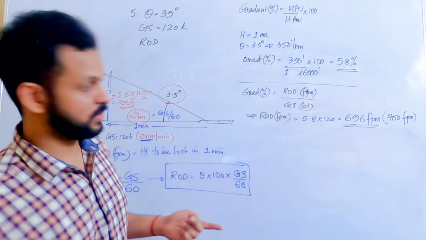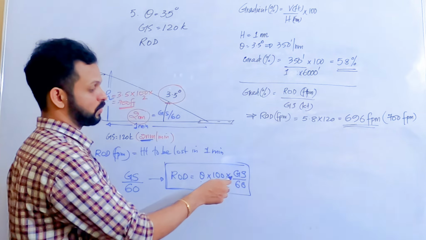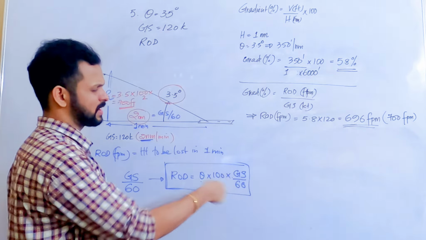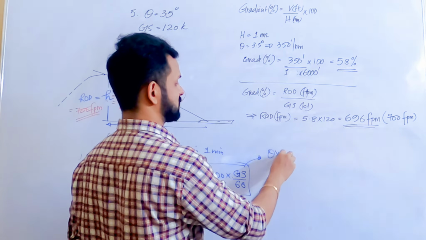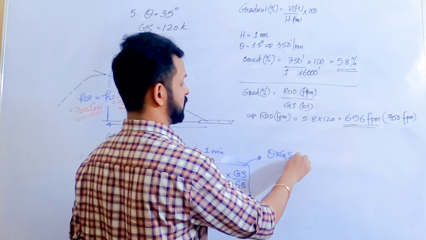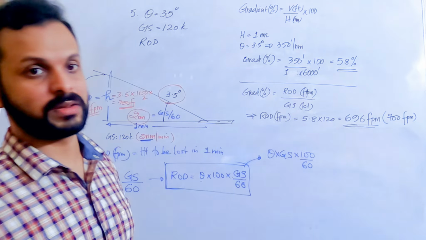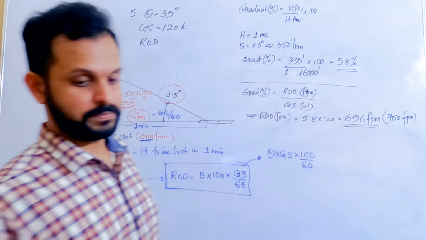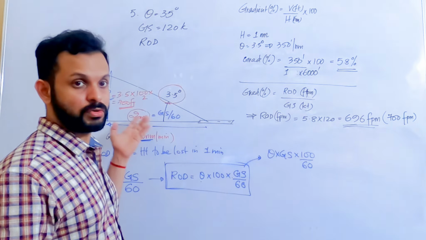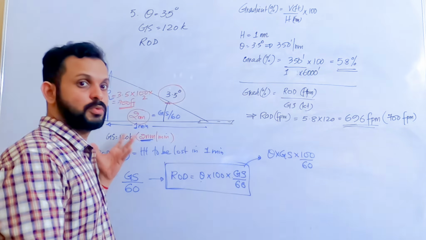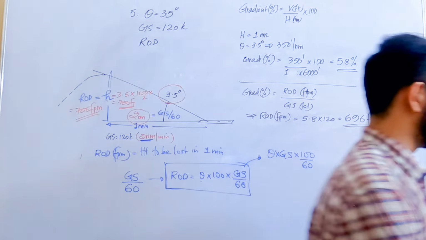You can just write down this equation also. Rate of descent is equal to your glide slope into ground speed, and there's some kind of rearrangement in this equation as well. I'm not an equation person, so I'm not sure how that is set. I think it is theta into ground speed into 100 by 60. That should be the way it's arranged. But I prefer just finding it because it only takes maybe 10 seconds more, and this is more comfortable for me. But you can keep this equation in mind.